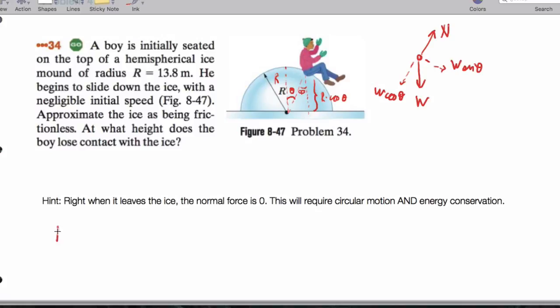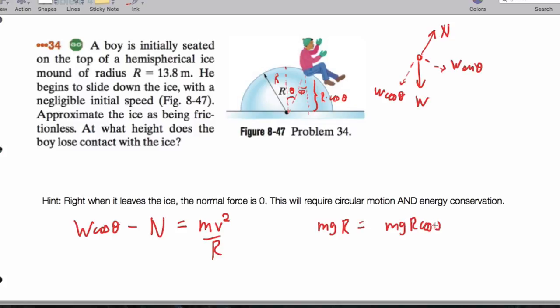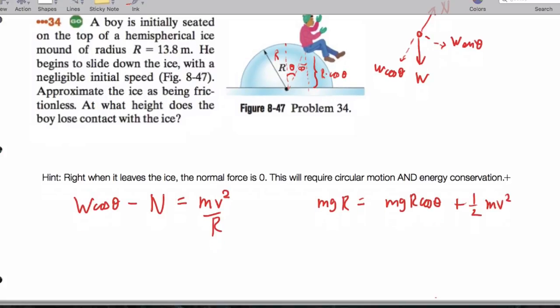So in this case, we have the normal force. We have the weight, cosine theta, competing with the normal force, and the effect of that is that the kid moves in a circle. Now, the other thing that's happening is that the kid is falling from a height mgr to a height mgr cos theta, and he acquires some kinetic energy in the process.